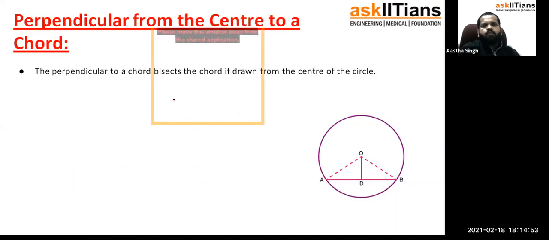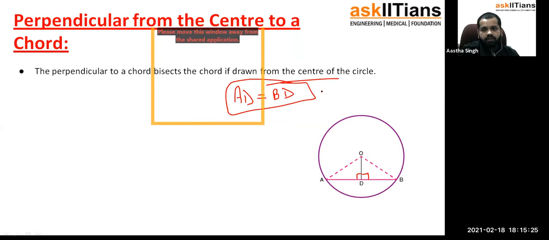So our next topic is perpendicular from the center to a chord. Okay, center is there, and chord is there. Then you draw a perpendicular from your center. The perpendicular to a chord bisects the chord if drawn from the center. Okay, if a perpendicular is drawn to your chord AB, then it will just bisect it. It means you need to prove AD is equal to BD. This is what you need to prove.